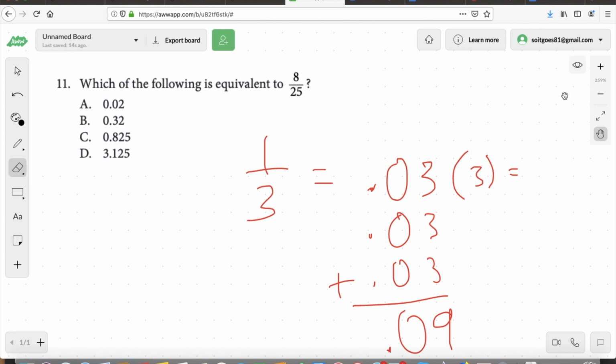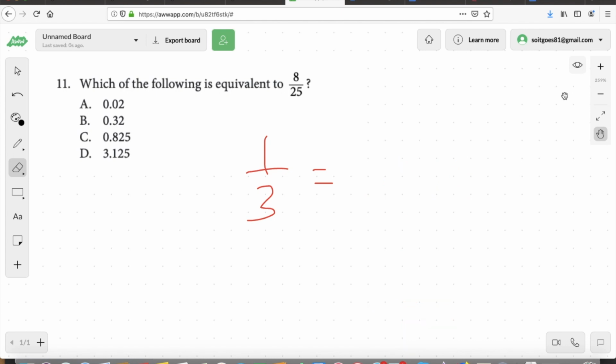So it's not going to be A. That's way too small. And think about that for a minute. Like 0.02, we could multiply that by 10, and we wouldn't even get anything bigger than 1. Right? Like what's 0.02 times 10?